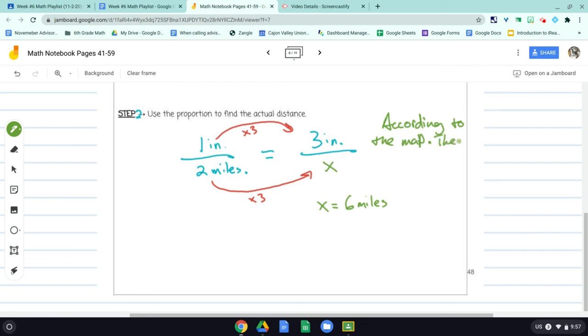The schools are about 3 miles away from each other. Sorry, 6 miles away from each other. Let me get some more space here. I'm going to put x is 6 over here. Sorry, everyone, just cleaning things up a little bit. 6 miles. Okay. So according to the map, the schools are 6 miles apart from each other.